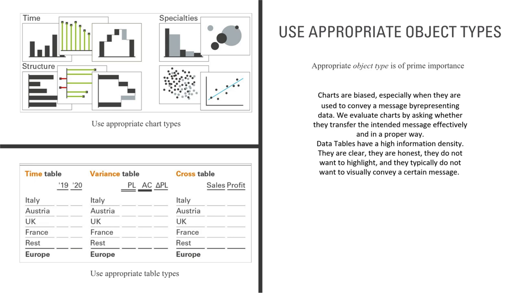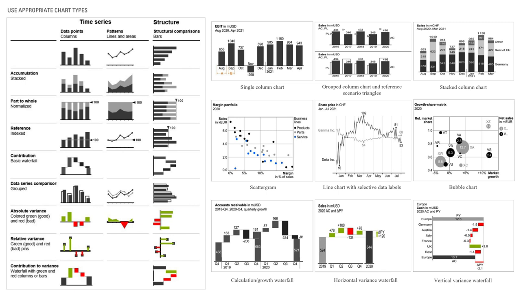Tables have high information density. They're precise, honest, and neutral. Use them when your audience needs to look up exact values or when multiple measures need to be compared across many dimensions. Chart types. IBCS recommends specific chart types for specific purposes. Choosing the right chart type is one of the most fundamental decisions in data communication. The wrong type doesn't just look incorrect, it can make an accurate dataset tell the wrong story entirely.